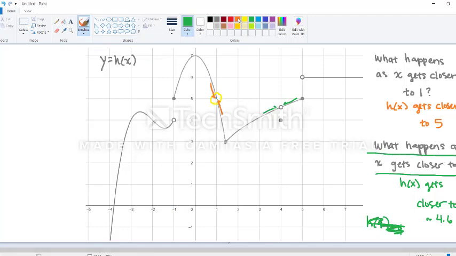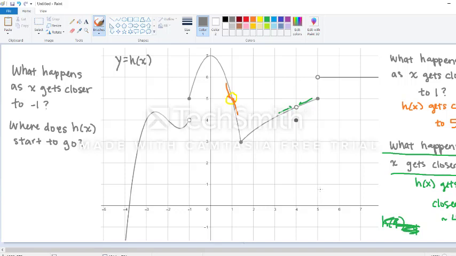I do want to point out that if you look at the last question, right, it looks like they're getting to 5 and we actually have a point at 1, 5. Sometimes you can get there, sometimes you will not. That's totally fine. The point of it is not whether or not you arrive, it's what is the destination. Let's look at a trickier one. What if we looked at what happened as x gets closer to -1?